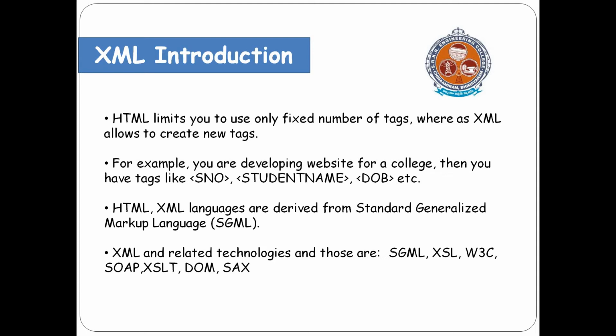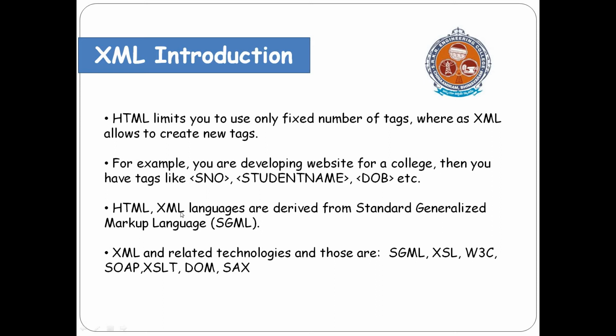Coming to the difference between HTML and XML, what limits you in HTML is that it uses only some predefined and a fixed number of tags, whereas in XML we can create multiple new tags, our own tags. For example, if you want to develop a website of your own or for our college, then we can have our own tags like serial number, student name, student roll number, date of birth, etc. This is the main advantage of XML. We can create our own tags.